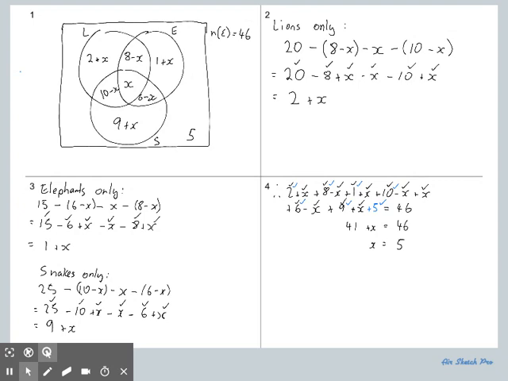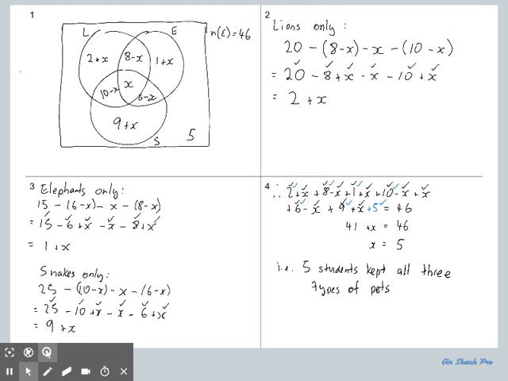And importantly, I think for problem solving in general, is that we go back and answer the question. So it says, how many students kept all 3 types of pets? So we've worked out x, and x is that middle number. And so we can just say, i.e., 5 students kept, this is just good communication, kept all 3 types of pets.